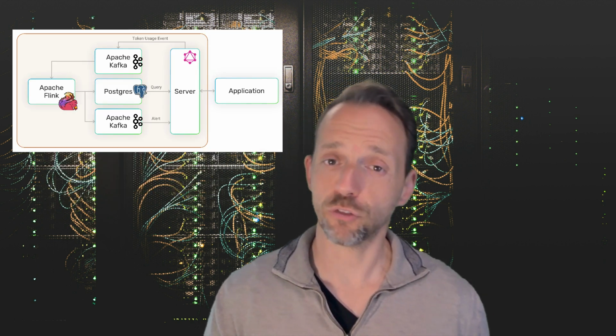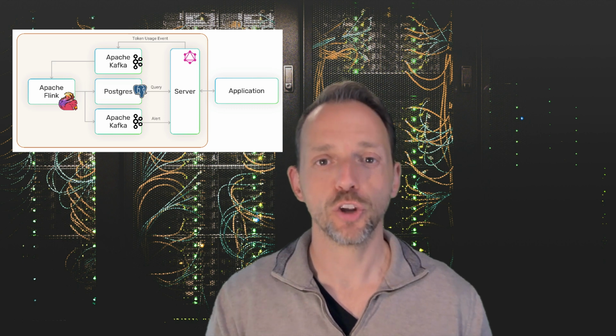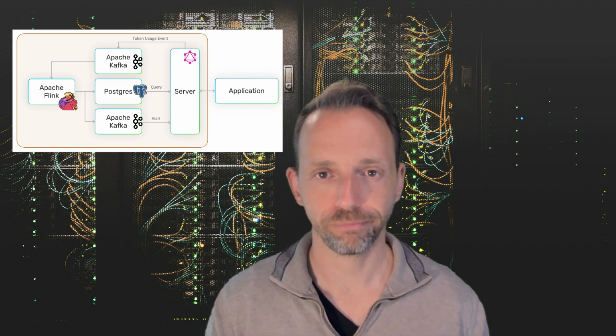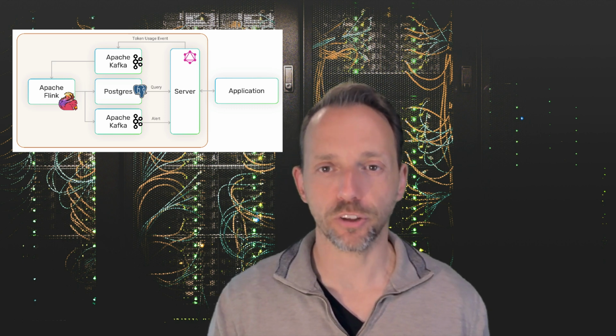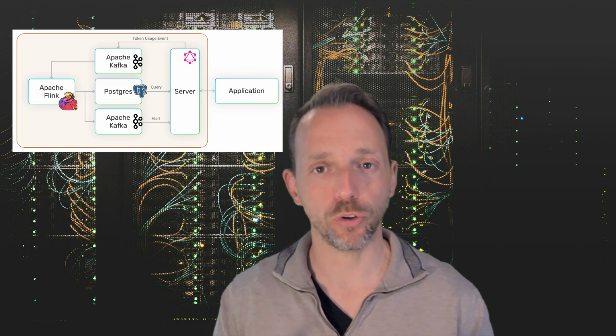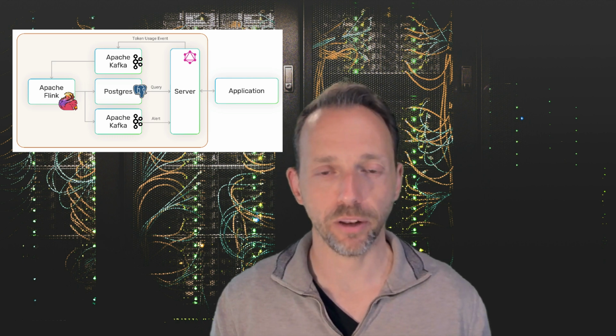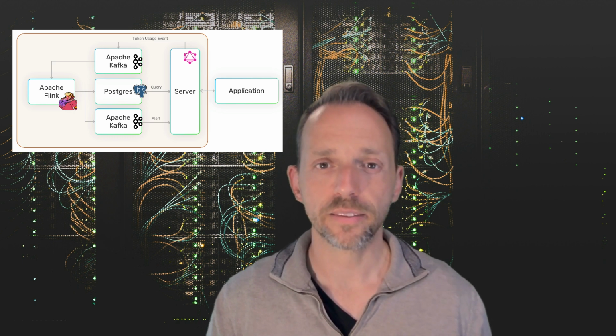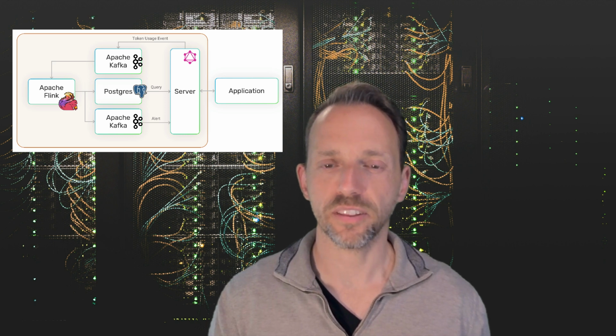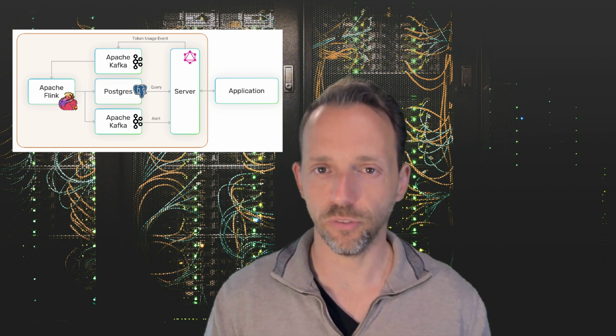We're going to build a real-time API that tracks token usage per user. It's a classic metering service where we ingest token usage events and provide real-time analytics and alerting. It's a classic use case, but even for something this simple, the architecture is quite involved.